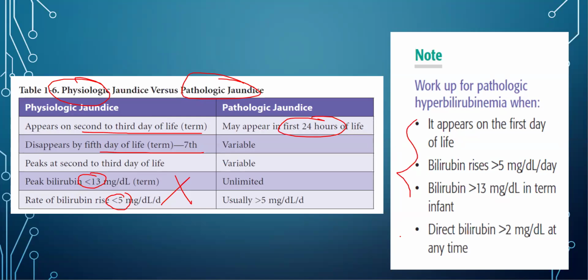And we should always consider pathological jaundice if the jaundice is on the first day of life, if bilirubin rises more than 5 each day, if bilirubin is more than 13, or direct bilirubin is more than 2 at any time. This is important. It will give you a very good idea whether it is pathological or not. Okay, so if bilirubin is more than 13, or it is increasing more than 5 every day, or if the direct bilirubin is more than 2 at any time, all of this will be termed pathological jaundice. Okay.